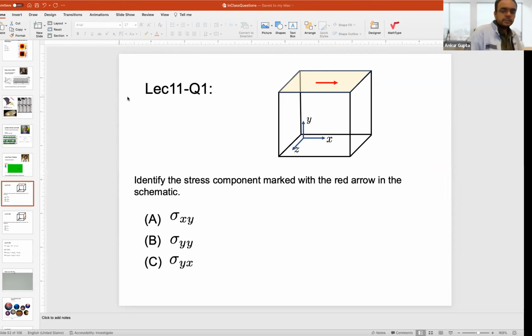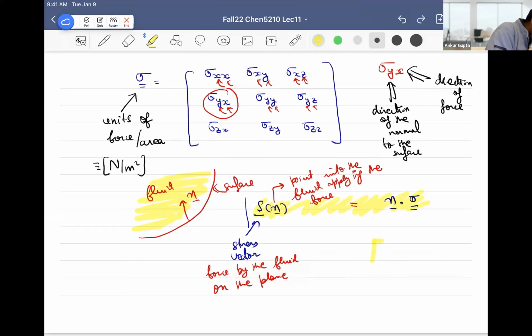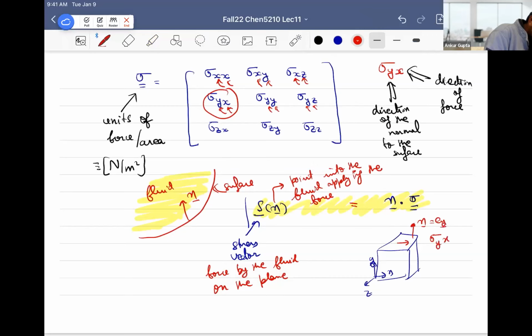If I have a system like this, this is y, this is x, and this is z, and I have an arrow like here. Then the surface it was being applied to was ey, right? So this has to be y, and the direction of the force was x. This was the direction of the force. So that was the idea. So it was sigma yx, which is good.